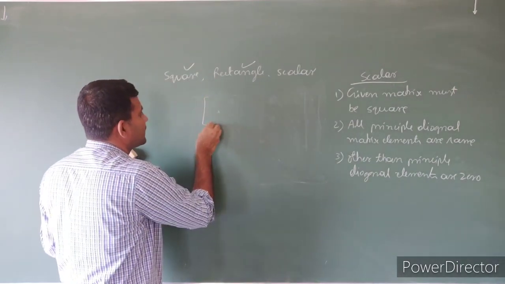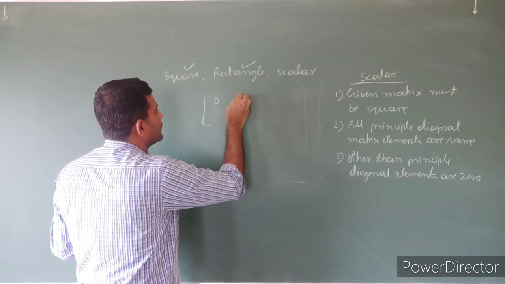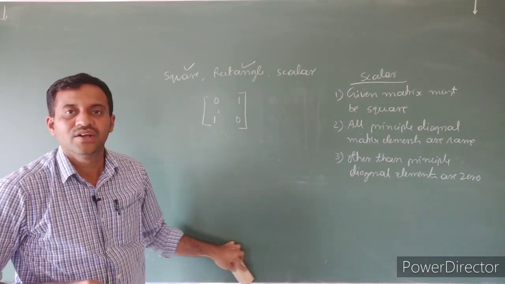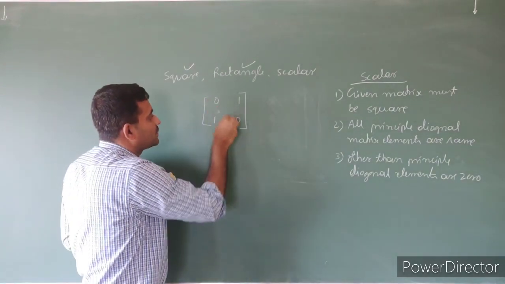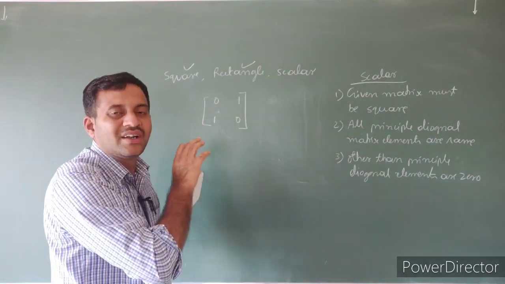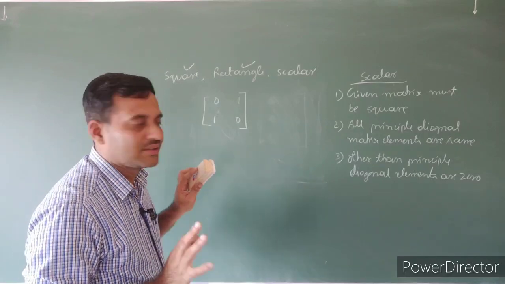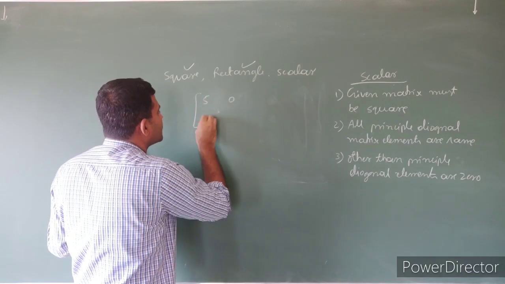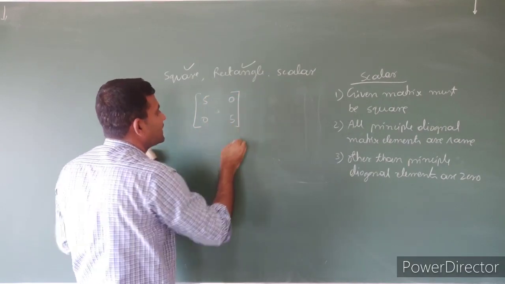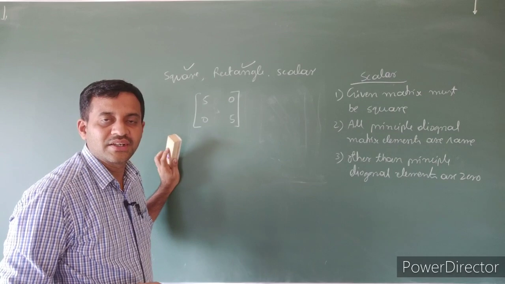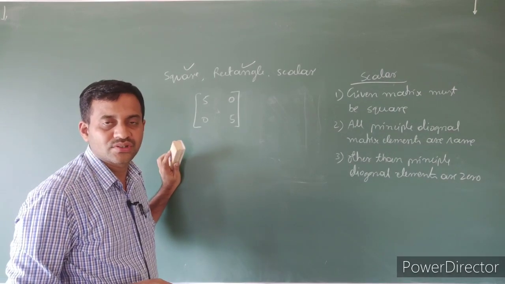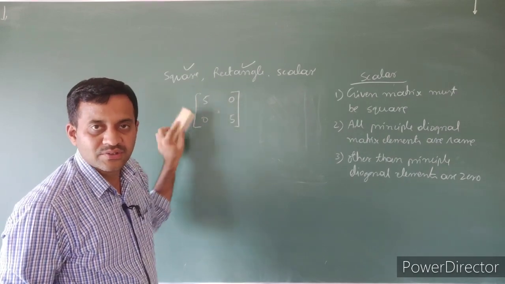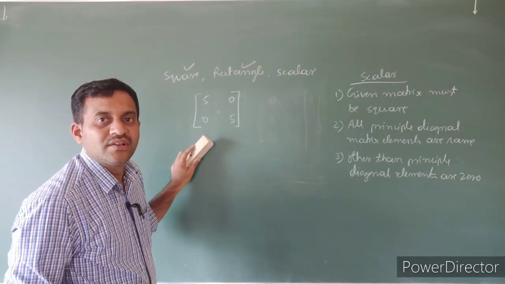Let's consider an example 0, 1, 1, 0. It is a 2 cross 2. Then all principal diagonal elements are same, but the remaining elements are not 0, so it is not a scalar. Then consider another one, 5, 0, 0, 5. Then it is a scalar. First condition, it is a square matrix because 2 rows, 2 columns. Then all principal diagonal elements are same. Then the rest of the elements are 0.